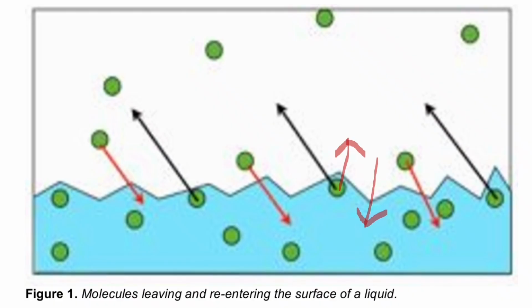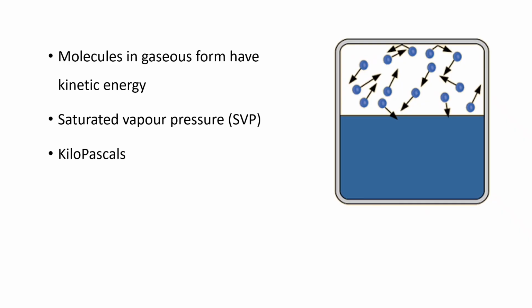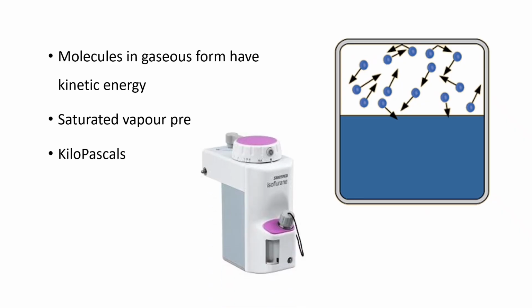Because the molecules in gaseous form have kinetic energy, they bounce off the walls of the container and exert a pressure that can be measured. This pressure is called the saturated vapor pressure, and like all pressures, it is measured in kilopascals. Same happens with the liquid in a vaporizer. Evaporation is the phenomenon by which molecules in the liquid phase with high kinetic energy escape from the surface of a liquid to enter the gaseous phase.